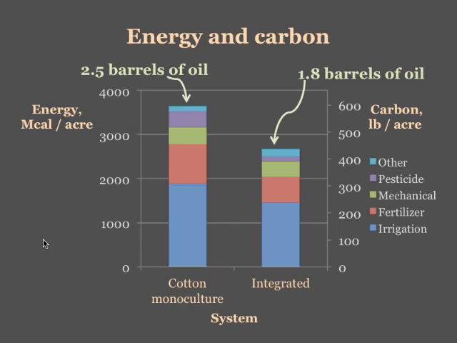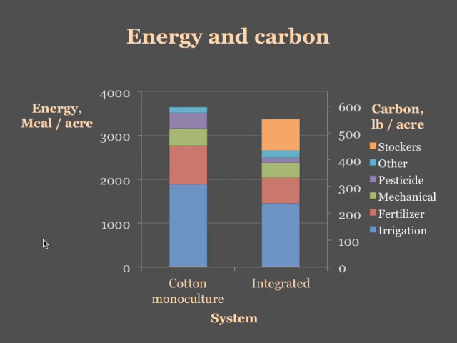But I haven't quite given you the whole story yet, because the integrated system had something that the other system didn't have, and that was these stocker calves. And to be complete, I think we need to include the energy it took to raise those stocker calves. And that's what you see here in this orange bar. Now, that is the energy required to basically maintain the cow herd that produces those stocker calves before they ever got to our experiment.